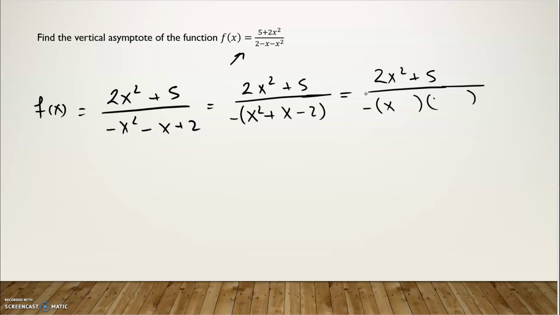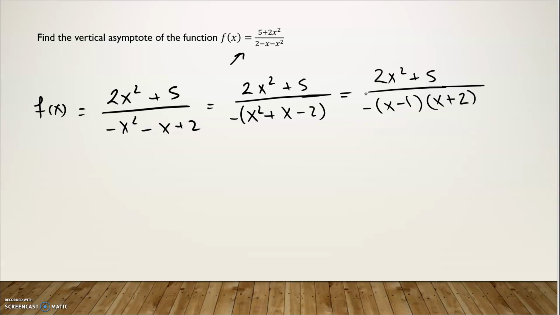So an x and an x, 2 and 1. So negative 1, positive 2. Negative 1 times 2 gives me negative 2. 2 minus 1 gives me positive 1. Okay, so it doesn't look like I'm able to cancel anything out. So it looks like we're going to have some asymptotes and we're not going to have any holes.